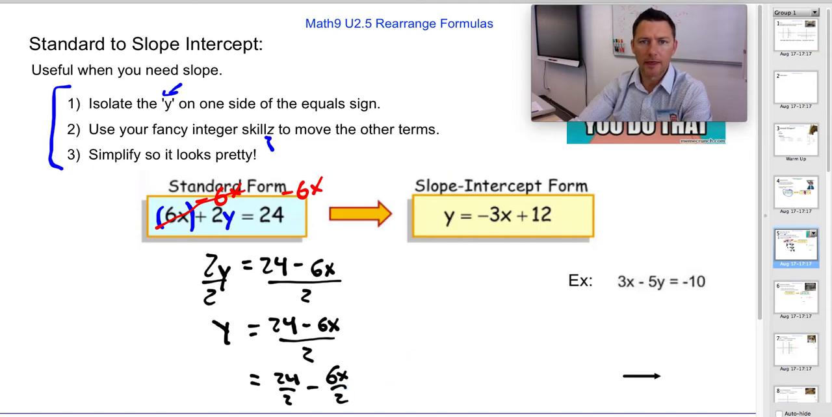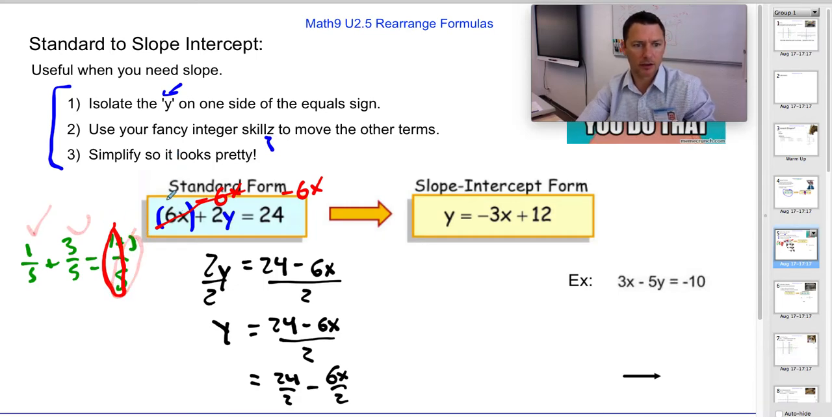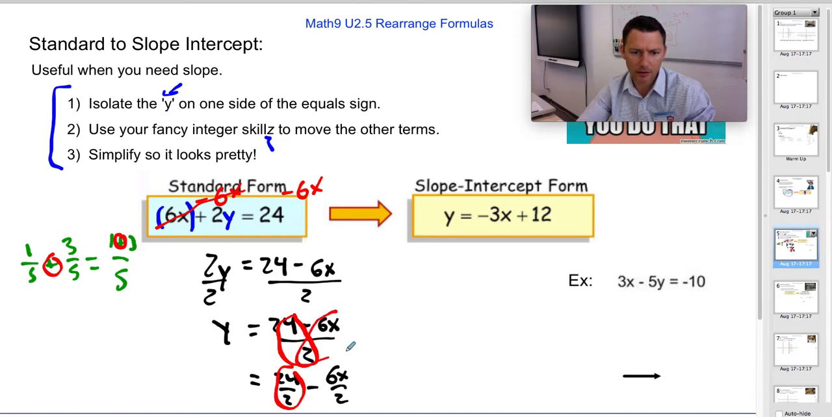6x over 2. If you're not sure about that, think about this. 1/5 plus 3/5 is how many fifths? Yeah, it's 4/5. It's 1 plus 3 fifths. And so all we're doing is working backwards and saying, hey, 1/5 is right here, and 3/5 is right here, and this addition is right there. So we're doing that here. We're taking this and saying this is this, this is this, and here's my subtraction.